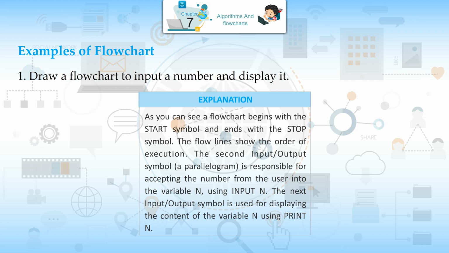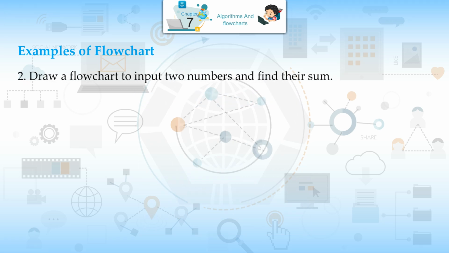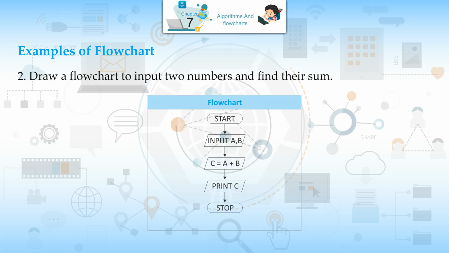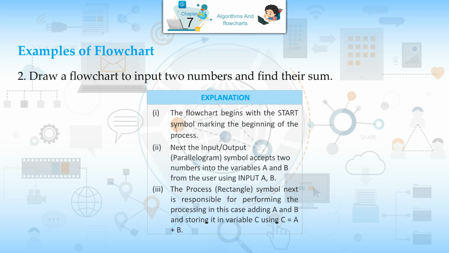The next input or output symbol is used for displaying the content of the variable n using print n. 2. Draw a flowchart to input two numbers and find their sum. Flowchart. Start, input A, B. C is equal to A plus B. Print C. Stop. Explanation. First, the flowchart begins with the start symbol marking the beginning of the process.